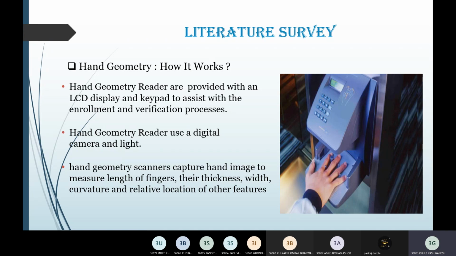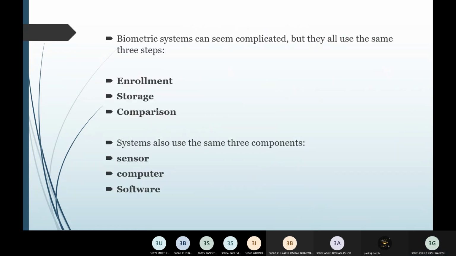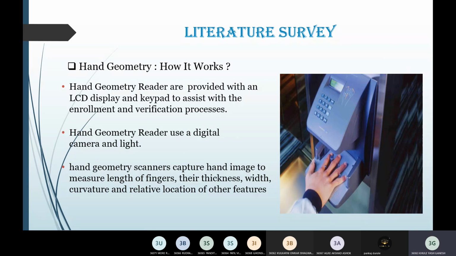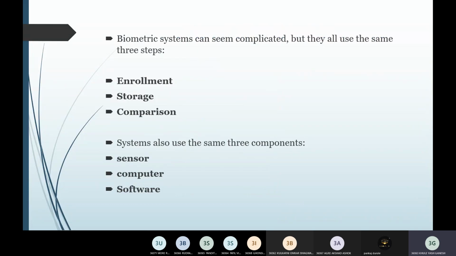The hand geometry readers or recognition systems use digital cameras and lights, and use LCD screens and keypads to assist with the enrollment and verification process. The digital camera scans the hand geometry and passes it on. The captured image measures the length of the fingers, their thickness, width, curvature, and relative locations of the other features. Biometric systems can seem complicated, but they all use the same three steps.